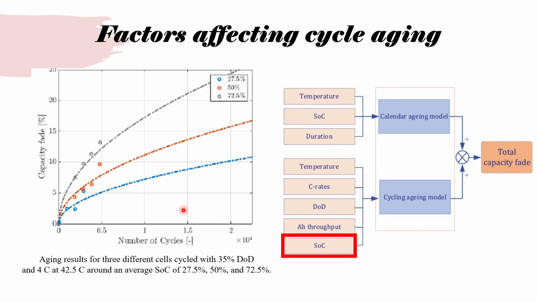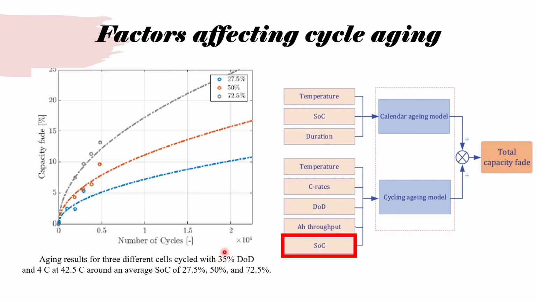When it comes to SoC, this is one of the interesting factors which not many know. So if you keep the DoD fixed, for example, in this figure, we are looking at number of cycles and capacity fade or capacity loss in percentage at three different average SoC values. So the thing to note here is we have kept the DoD constant, which is 35% DoD, and we have fixed the C rate, we have fixed the temperature, so all other factors are fixed. We are only varying average SoC.